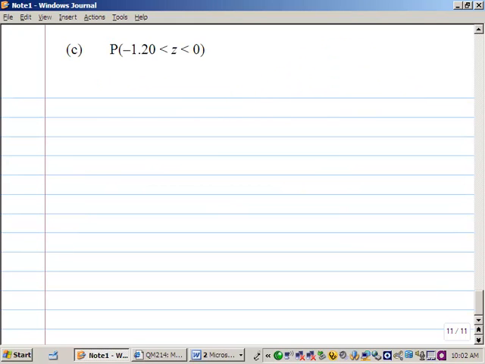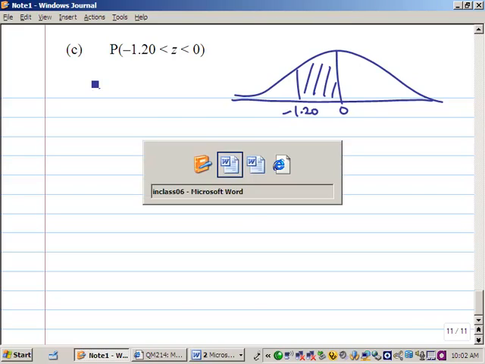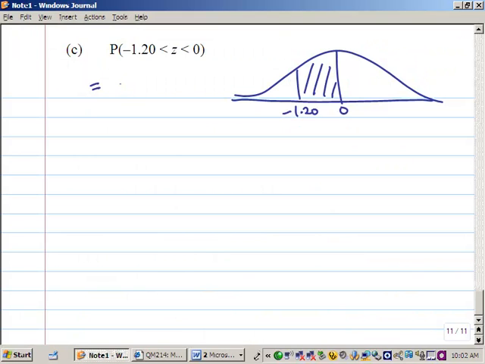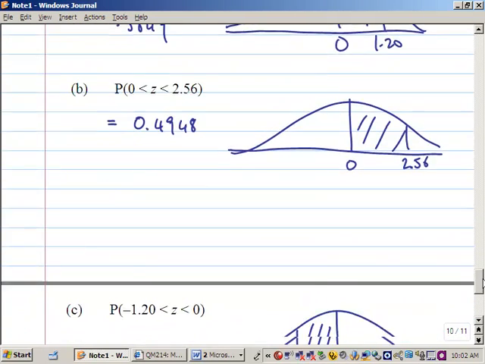Part C, from negative 1.20 to 0. Again, an area directly from the table. At 1.20 is here, 0.3849. Okay, and that's exactly the same as part A, right?